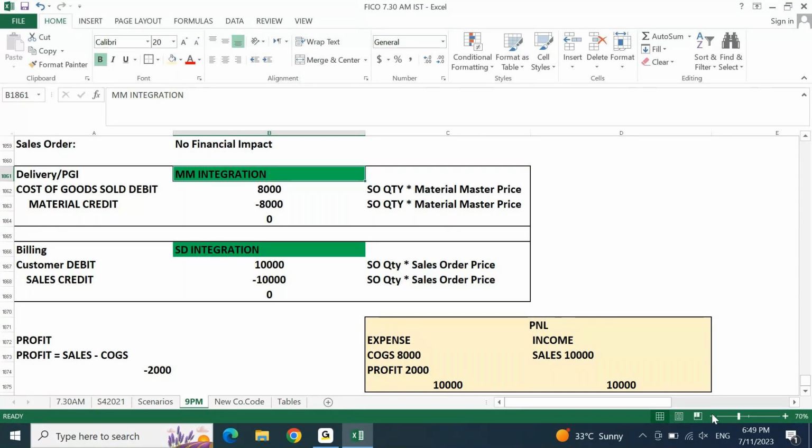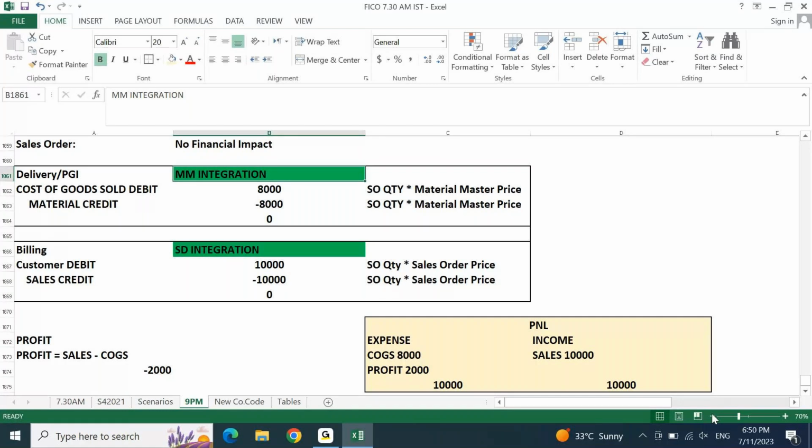Tomorrow, if somebody comes up with a query, I want to understand why my profit is coming as 2000. Why my accounting entry is posted like this, why 10,000 is getting posted, why my COGS is coming as 8,000, from where system is picking up this number. Make sure you are able to understand how the system is bringing these numbers, what logic system is applying to calculate the figures. Because looking at the accounting entry, it is very easy, anybody can easily tell this: COGS account debit, material account credit. The moment you have been asked to explain with an example, that is where make sure you are confident enough to take an example and then explain.